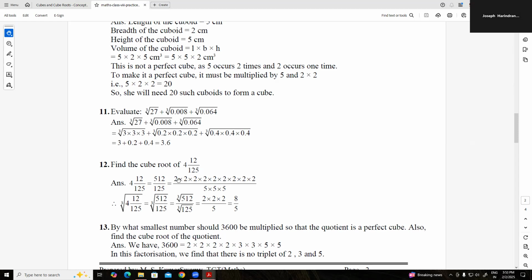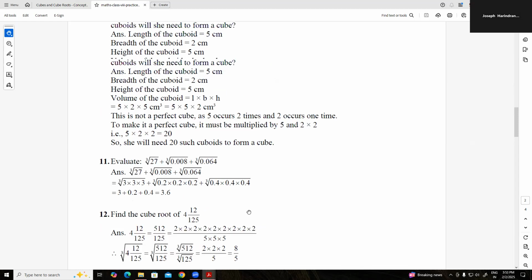It's very easy now. The cube root of 512 is, what is it? 8, because you have 2 cubed into 2 cubed into 2 cubed, so 2 into 2 into 2, 8. And the cube root of 125, we already know it's 5. So 8 by 5 is the answer. We got it very easily for a 3 marks question.